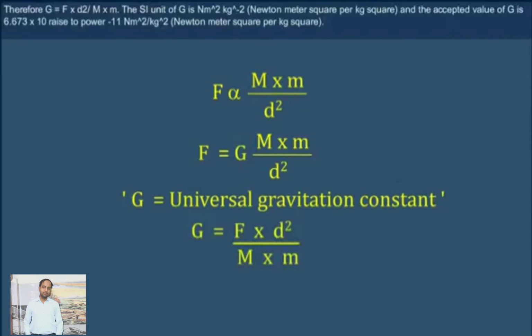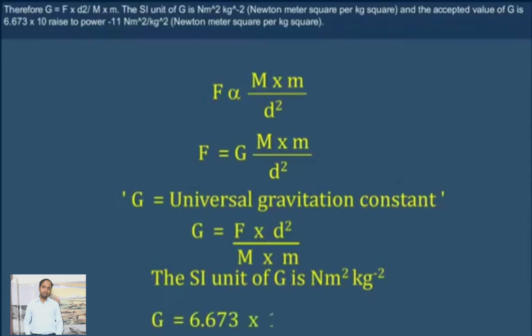Therefore, G is equal to F into d square upon capital M into small m. The SI unit of G is N m square kg raised to power minus 2. And the accepted value of G is 6.673 into 10 raised to power minus 11 N m square kg raised to power minus 2.